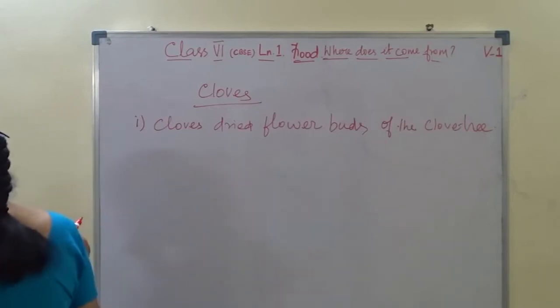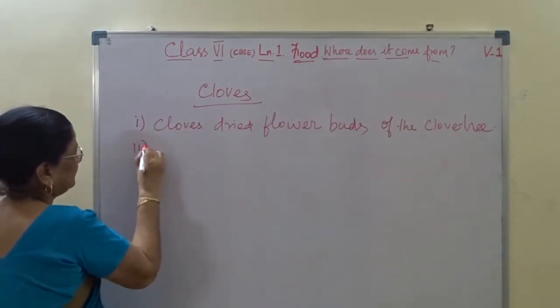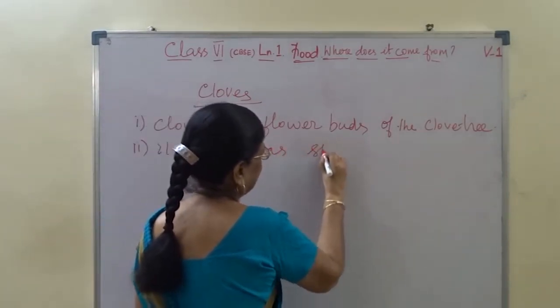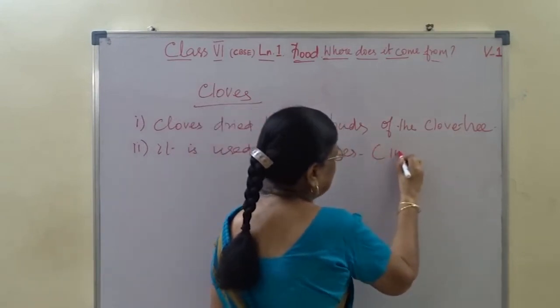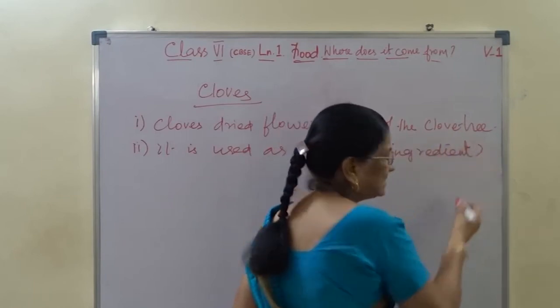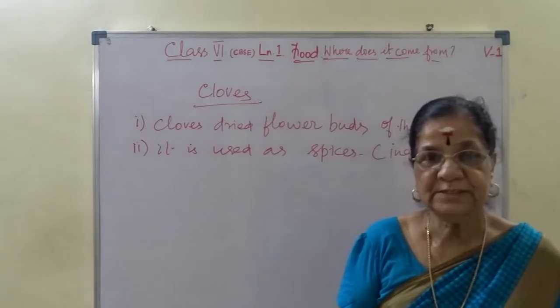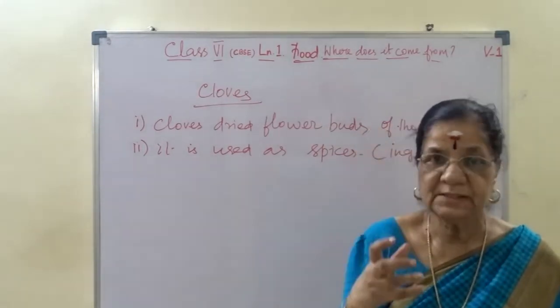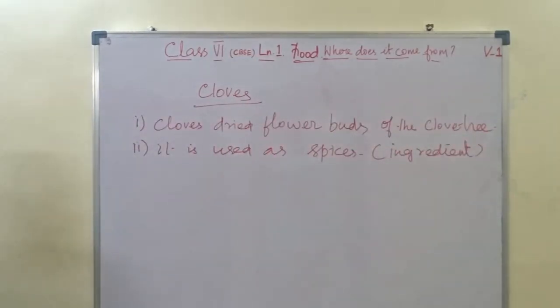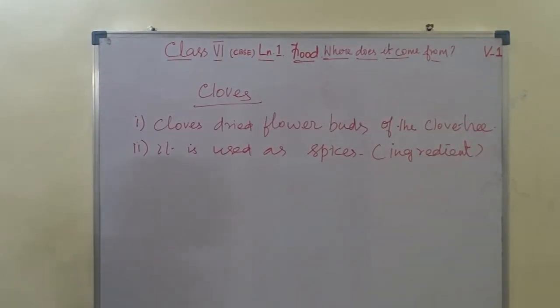Dried flower. It is used as spices. Spice vandu oru ingredient. The masala, brinji, pulao, vegetable rice, adhellam poduvanga, adha spices nu solluvom. So they are used as spices. Okay, so cloves, it is the dried flower buds of the clove tree, in Tamil it is kram, and it is used as spices, as ingredients.